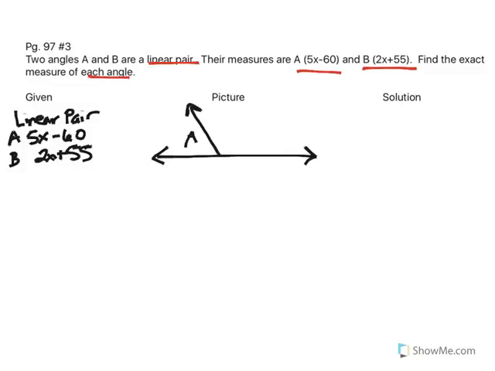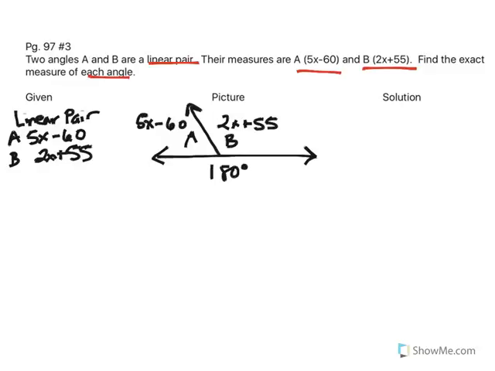So let's call this A, let's call this B. B is 2x plus 55. A is 5x minus 60. Okay, there's our picture. So for our solution, we need to find the exact measure of each angle. So we know that we have to solve for x first before we can solve for A and B.